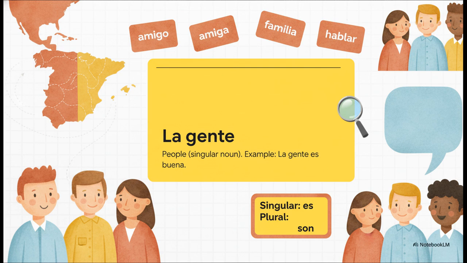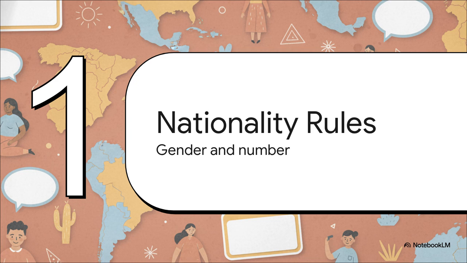Well, in English, people is a plural word, right? You say people are. But in Spanish, la gente is strictly singular. It acts exactly like the English word everyone. So if you want to say people are good, you don't use the plural son. You use the singular es. La gente es buena. Make sure you keep that little trick tucked away in your memory because it's a game changer. Moving right along to section 2, Spanish nationality rules.